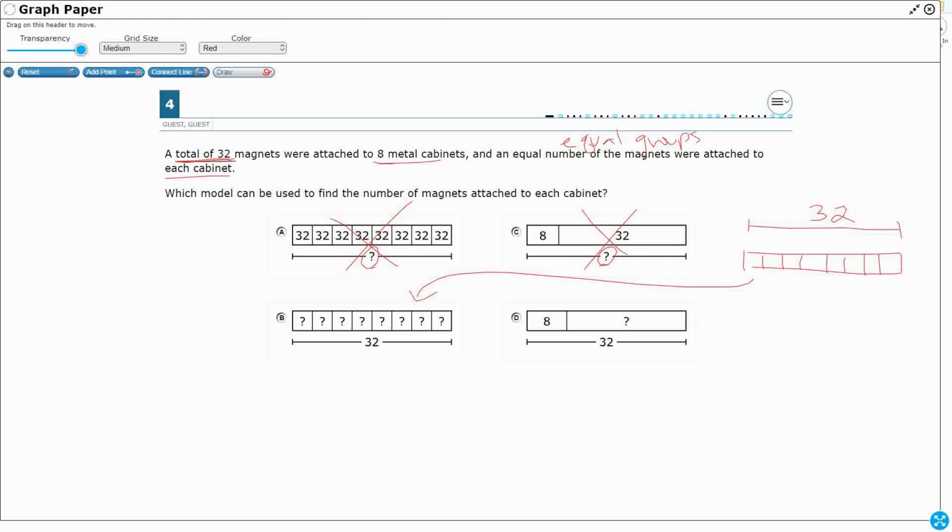Now, we know that we can take 32, we can divide it by 8, right? Equal groups means we're going to either multiply or divide. In this case, we're dividing because we have our total, right? It's going to be 4. So this makes sense if I put 4 in each of these.